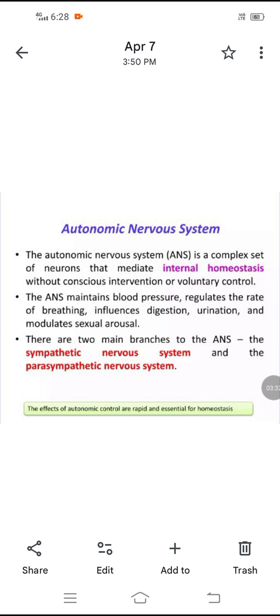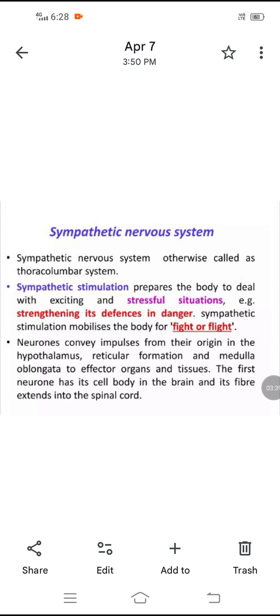And there are two main branches to the ANS. They are sympathetic nervous system as well as parasympathetic nervous system. So here sympathetic nervous system is otherwise called as thoracolumbar system. Sympathetic stimulation prepares the body. Here the sympathetic nervous system is called as fight or flight. Okay, when a dog comes to chase us, on fear we run. Okay, that is the stressful situation. That response is provided by the sympathetic nervous system. So that is known as fight or flight.